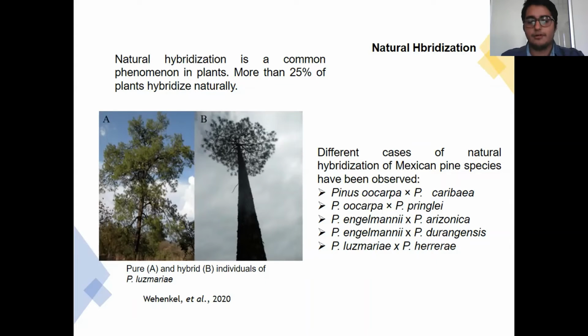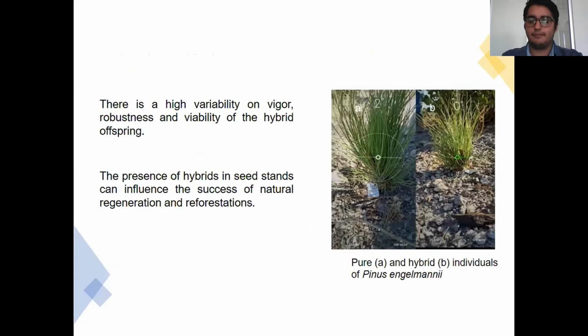And guess what? We would be completely wrong, because there is a high variability in vigor, robustness, and viability of the hybrid offspring. Actually, it is more common that hybrid offspring have less good characteristics than the pure individuals. This is because of different genetic barriers such as hybrid depression, hybrid inviability, or hybrid sterility, which affect the growth and capacity to survive in the field.